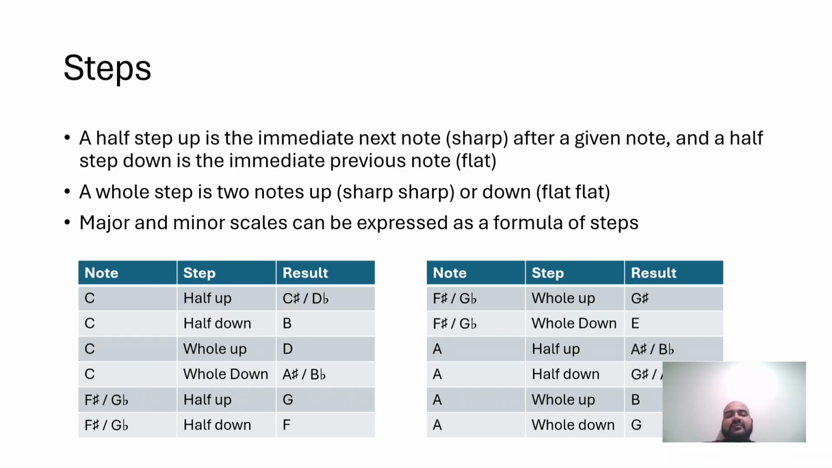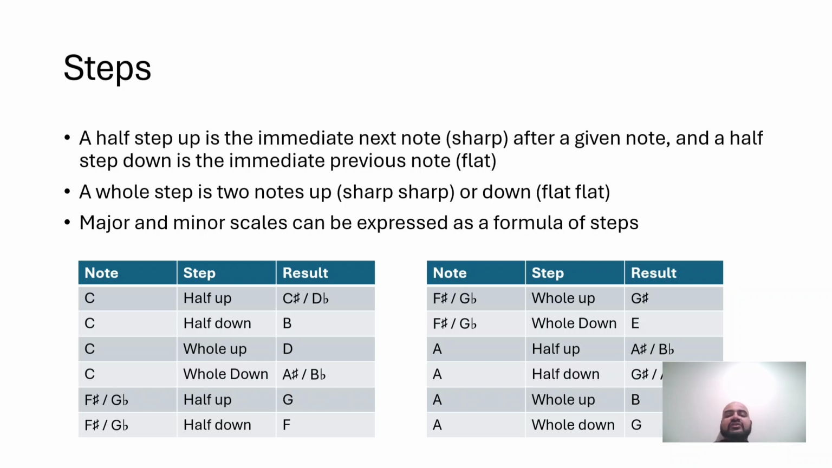Steps, this is basically where the magic happens. A half step is the immediate next note, which is a sharp note, if you may, and a half step down is the immediate previous note, which is a flat note. So if you take a C note, the half step up is C sharp and the half step down is B. A whole step is the same thing, just two notes instead of one. So if you take the C note, the whole step up is D, and the whole step down is A sharp or B flat. And major and minor scales can be expressed as a formula of half and whole steps.